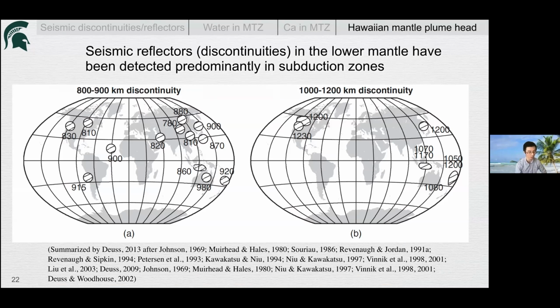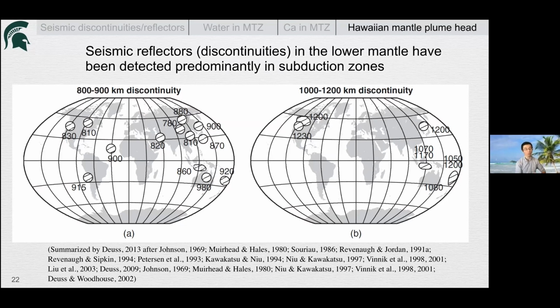And then the conclusion at that time was that these reflectors are mostly associated with subduction zones. Intuitively, people suggest that probably these reflectors indicate some phase transitions or some other heterogeneity related to the subducting materials. So this is one story.